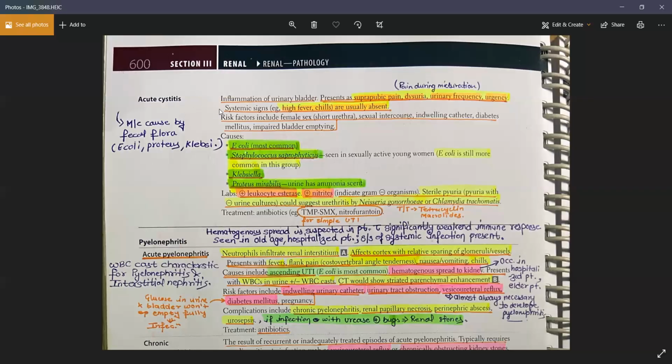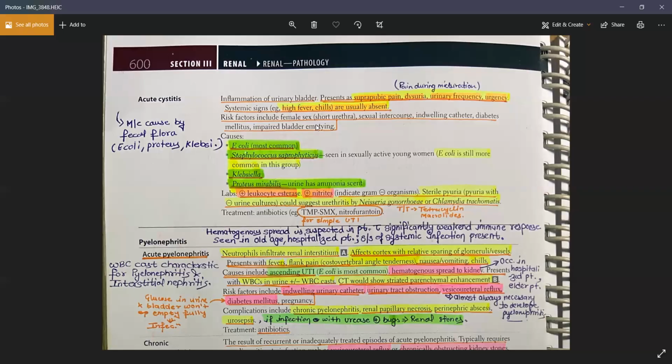Please note the systemic signs and symptoms of the inflammation, that is fever, chills, fatigue. All of these things are absent in acute cystitis, while fever, chills, flank pain are present in pyelonephritis. So if you encounter a patient having frequency, urgency, dysuria along with fever, think about pyelonephritis. If you have a patient with just frequency, urgency, dysuria, you will think only about cystitis.